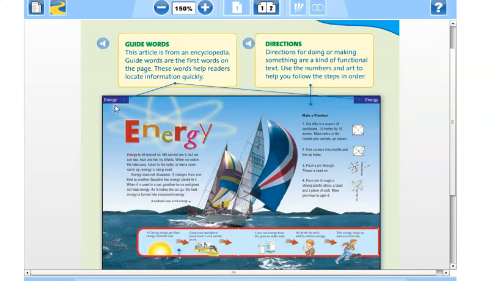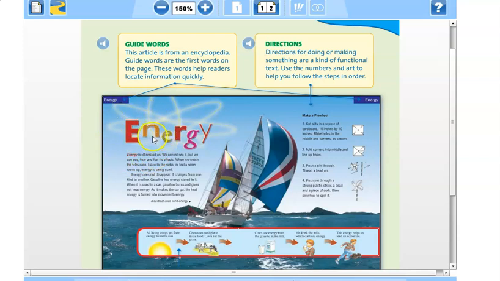The article is from an encyclopedia. The guide words are the first words on the page. These words help readers to locate information quickly. So we know if we were looking for energy in the encyclopedia, or if we were looking for the word in the dictionary, we know that we would go to E. And thinking of the alphabet, we know E would be found at the beginning of the alphabet.